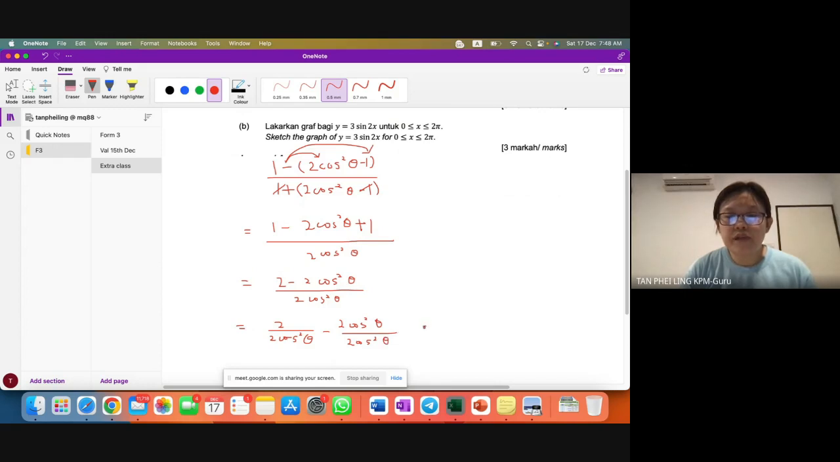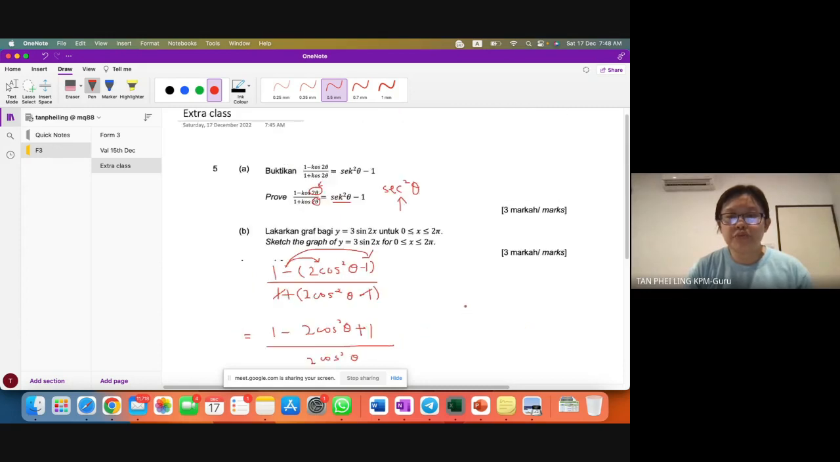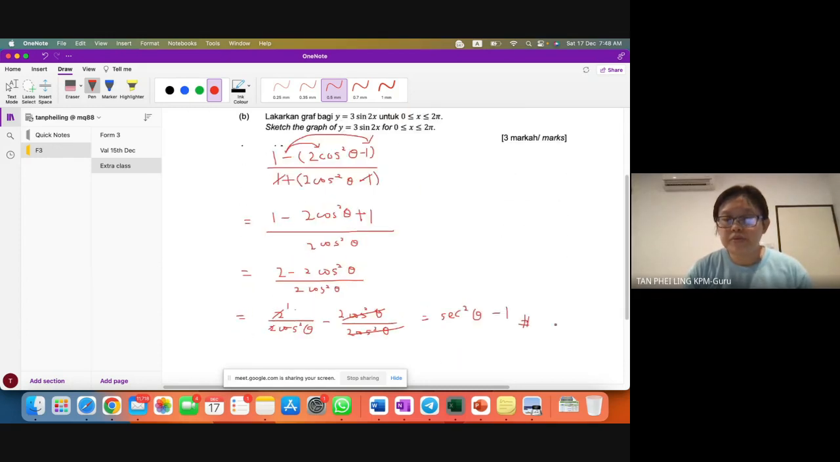Okay, so with that, you will happily cancel this one off. So 1 over cos square will be the secant square theta. Then here, the top and the bottom just simplify, so you'll get minus 1. So this is proved. Yep. All right, this is easy.